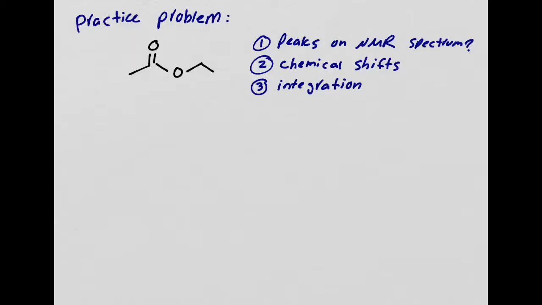Now, let's go over it together. First of all, how many peaks is it going to show up on an NMR spectrum? Remember, I did a lecture a little while ago about NMR, and what I said was that we're going to have a peak for each unique set of protons. Let's see what the unique sets of protons are. One thing that really helps me is drawing the hydrogens out. There are 3 hydrogens here, 2 hydrogens here, and 3 hydrogens here.